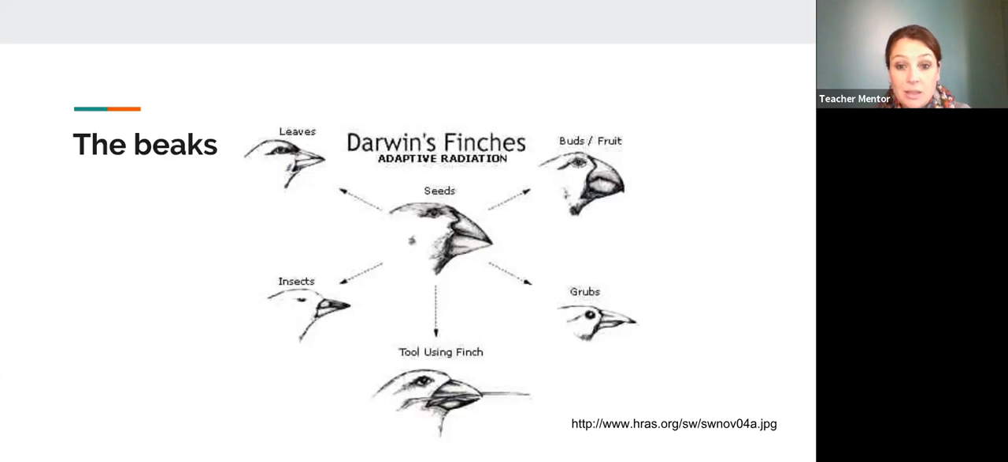You could see the thinner beaks. The one underneath was for grubs, so again, a very thin beak to reach into trees and get out those insects. And then the fascinating one, the tool-using finch that adapted to actually hold a twig in its beak to get the insects out. It's pretty fascinating.